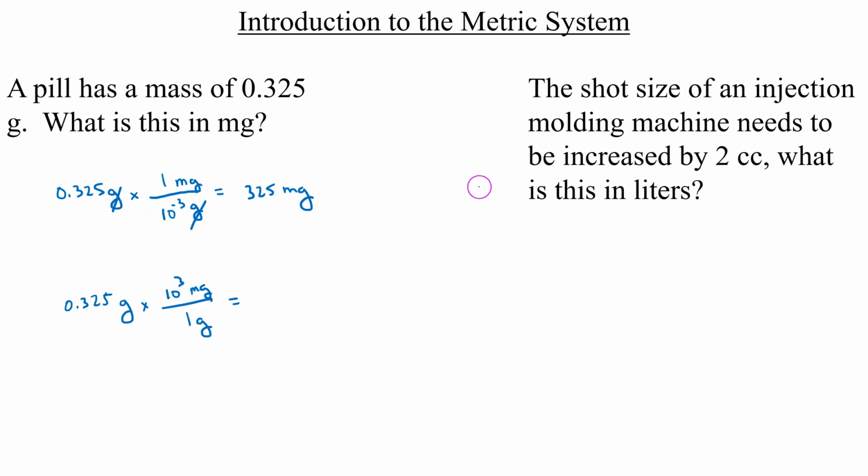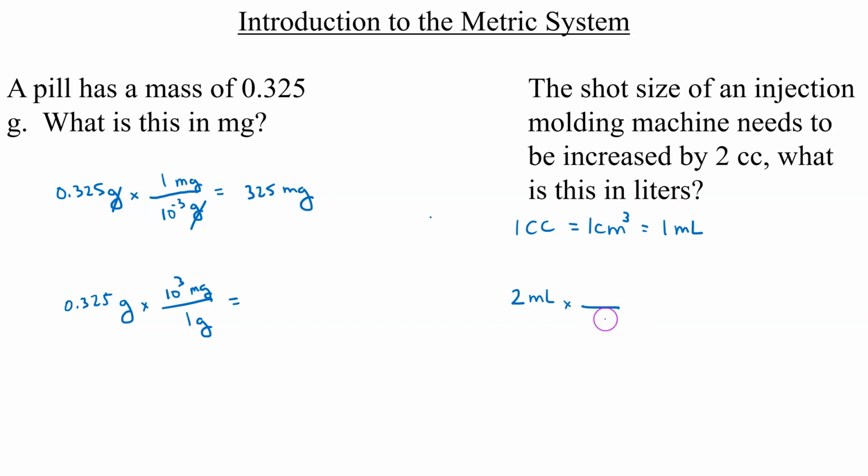All right, let's take a look at another example. The shot size of an injection molding machine needs to be increased by 2 cc's. And cc stands for cubic centimeters. And this is an important thing to note. A cubic centimeter, you also sometimes write it like this, centimeters cubed. This is the same thing as a milliliter. All right. So we need to increase our shot size by 2 cubic centimeters, otherwise known as 2 milliliters.